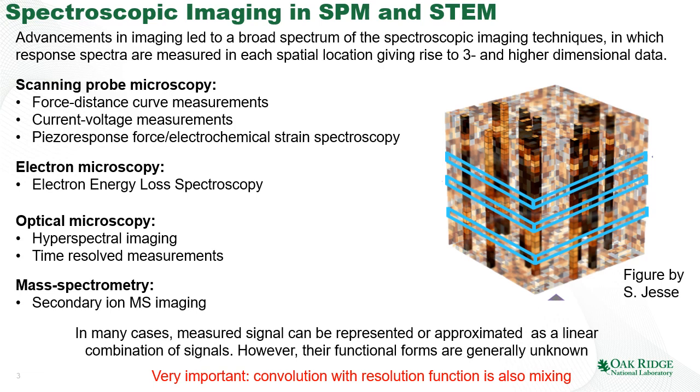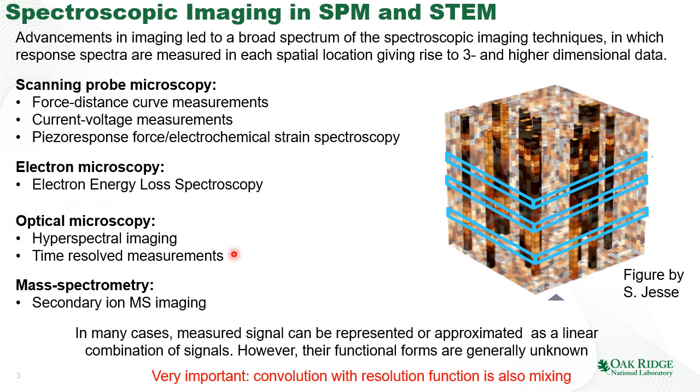If you are an electron microscopist, then your basic characterization techniques will include electron energy loss spectroscopy, when you measure the electron energy loss spectrum at each spatial location. So this also gives a three-dimensional data set. And unsurprisingly, in electron microscopy, the applications of machine learning started from work by Watanabe, who applied the principal component analysis to EELS.